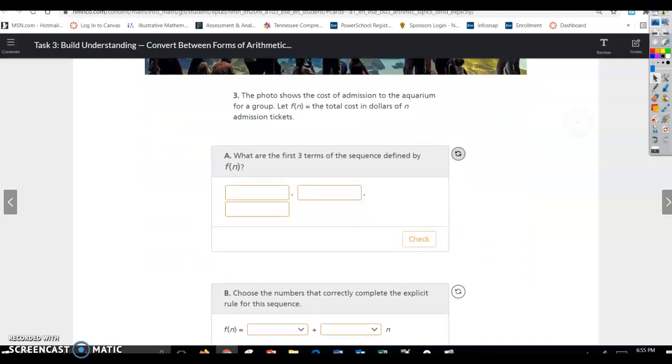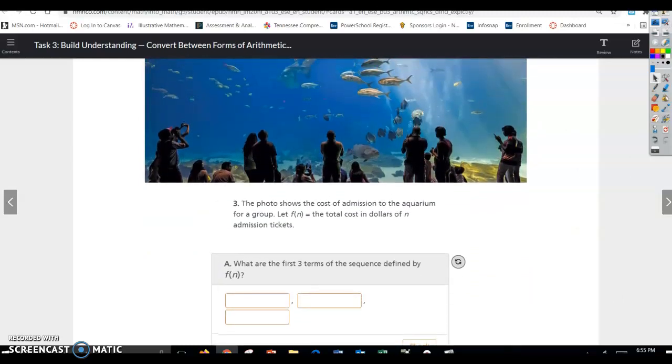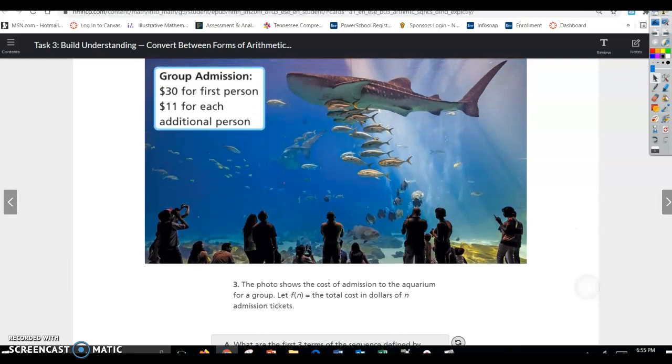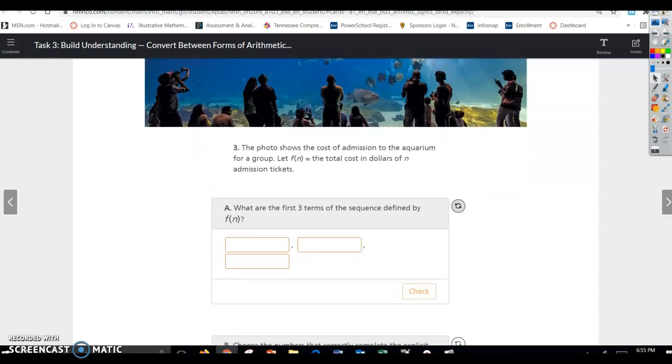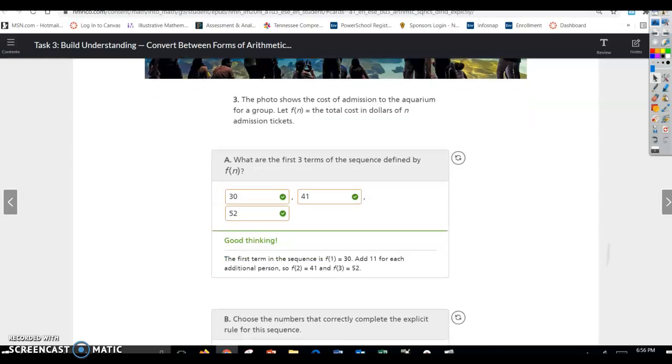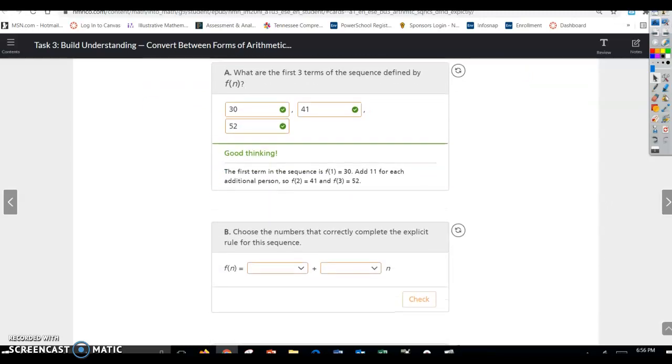All right, what are the first 3 terms of the sequence defined by f of n? So the first term is 30. And then we add 11 to get 41. And we add 11 to get 52. So that would be the first 3 terms. All right, choose the number that correctly completes the explicit rule for this sequence.